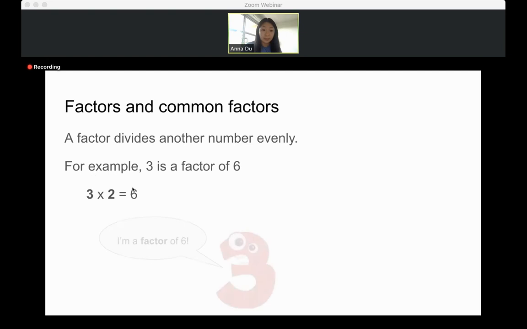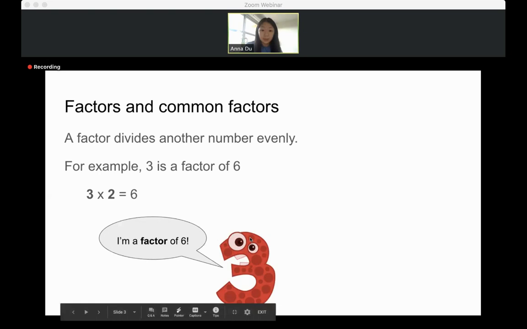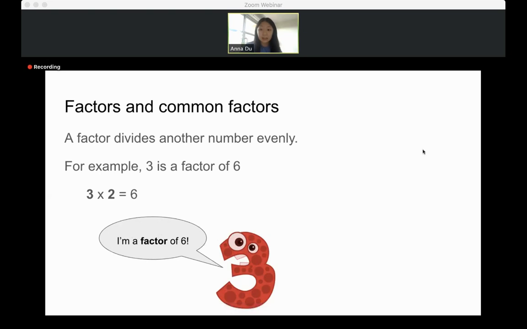So here's our little 3 saying I'm a factor of 6. And what else is a factor of 6? Do you guys have any ideas? If 3 times 2 is 6? Okay, I'm going to call him Violet. If 3 times 2 is 6, then 2 times 4 would be a factor of 8.